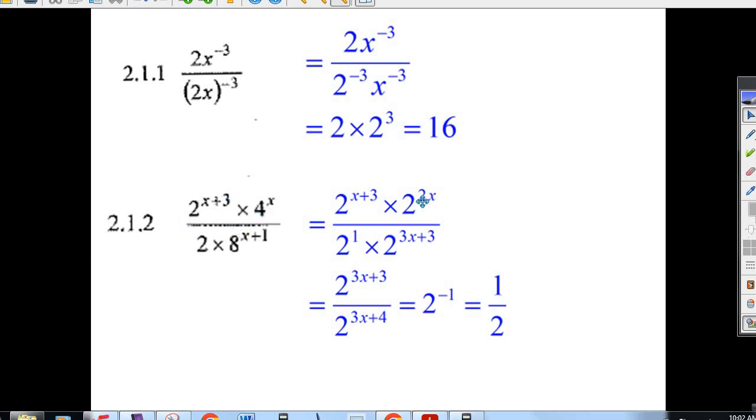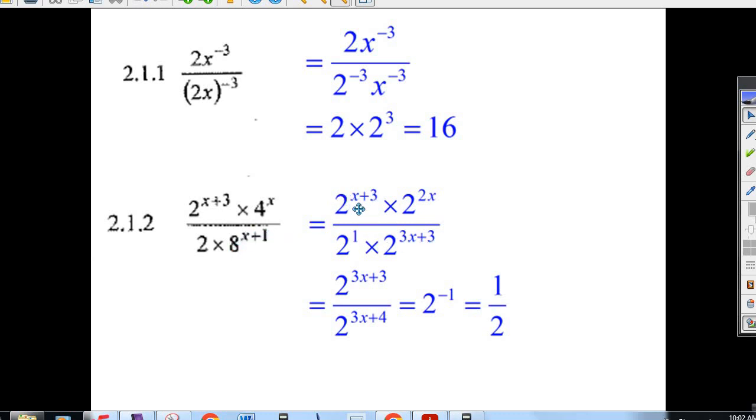Now this powers of prime is the key to this question here. 4 is really 2 squared, so that turns into 2 to the 2x. 8 is 2 cubed, so it turns into 2 to the 3x. And 2 cubed put to the power x plus 1, it's 2 to the 3x plus 3. The 3 gets multiplied by the x plus 1.